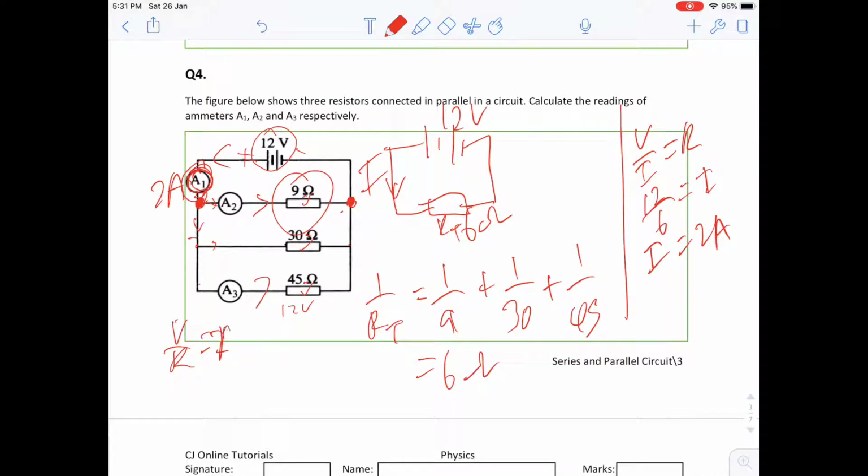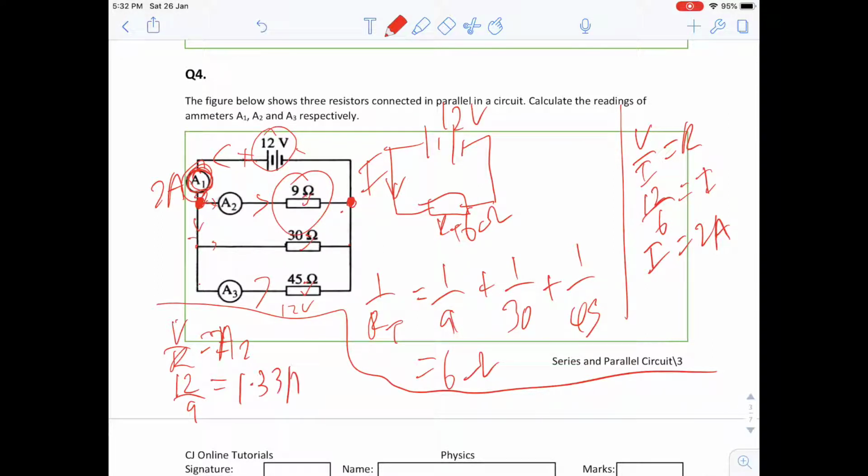Let's do it for A2. 12 divided by 9, what do I get? You get 1.33 amps. Let's do it for A3 as well. You can try for A3 as well. Plug into your calculator. Using Ohm's law again, just 12 divided by 45, and you get 0.266 amps.